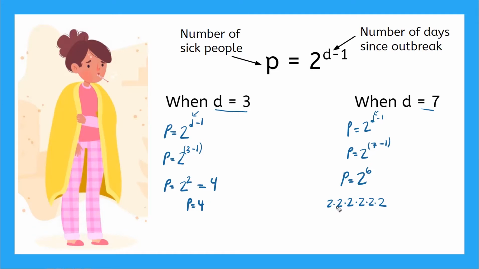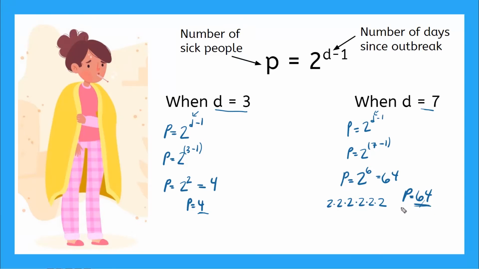So what does this give me? 2 times 2 is 4. Times 2 is 8. Times 2 is 16. Times 2 is 32. 32 times 2, that's 64. So this is equal to 64. And that means P is equal to 64. So that means 7 days after the outbreak, there's 64 people that are sick. That's just 4 more days than when D is equal to 3, and only 4 people were sick. So in the span of 4 days, we went from 4 to 64. That's a lot of people.